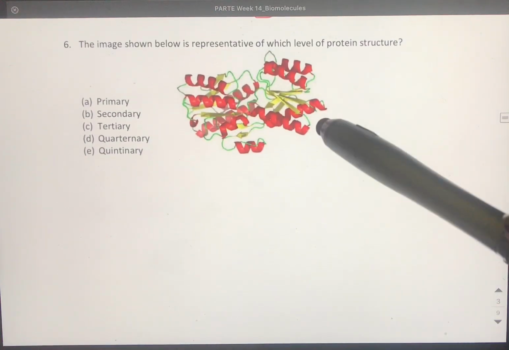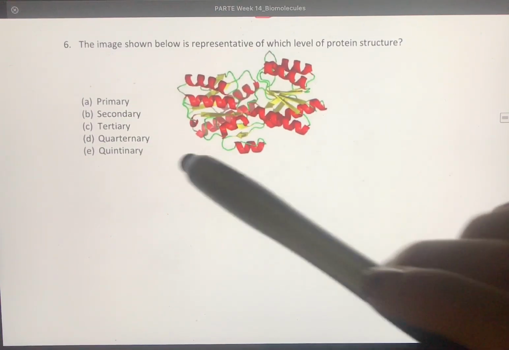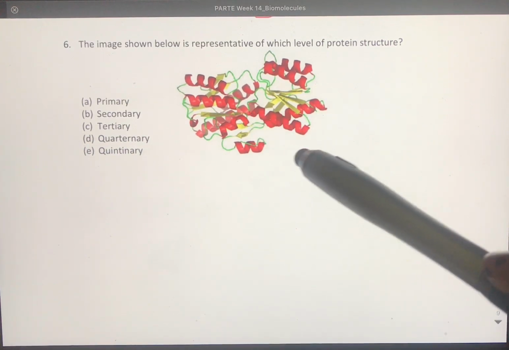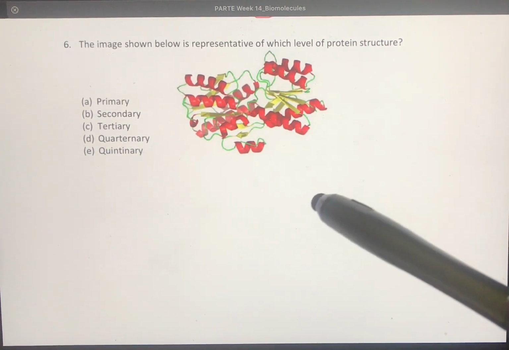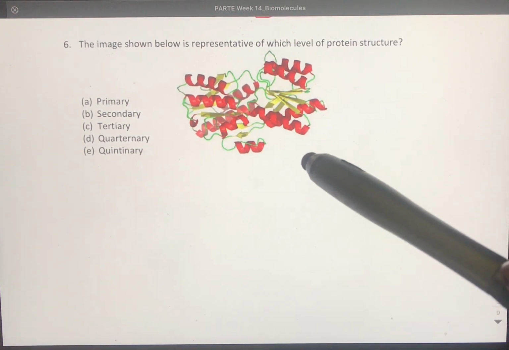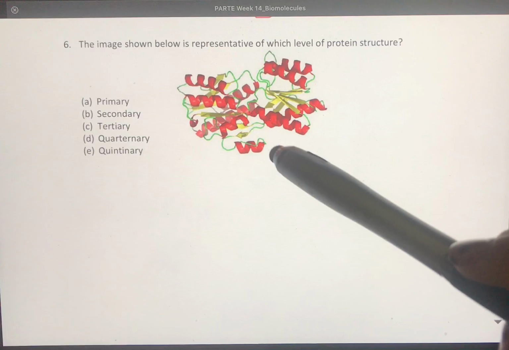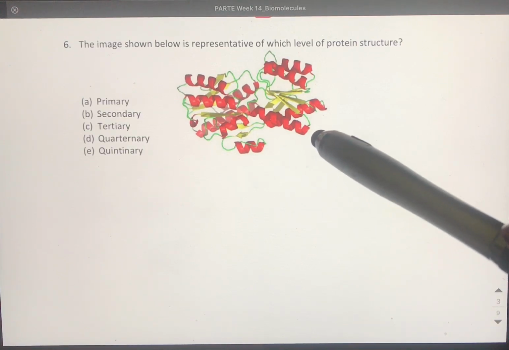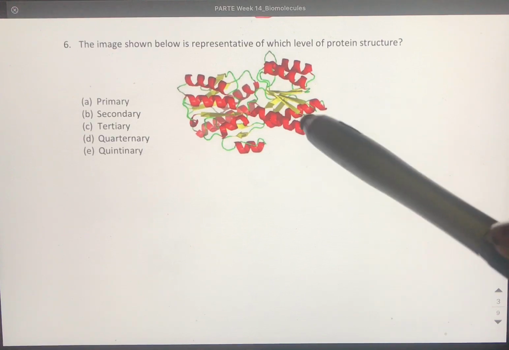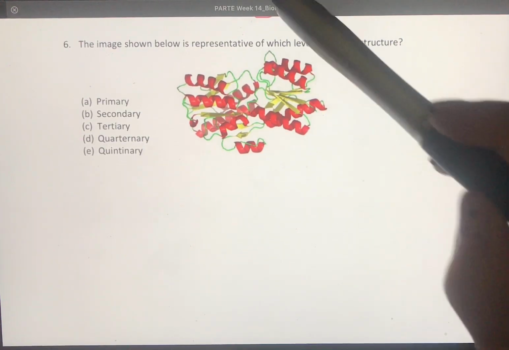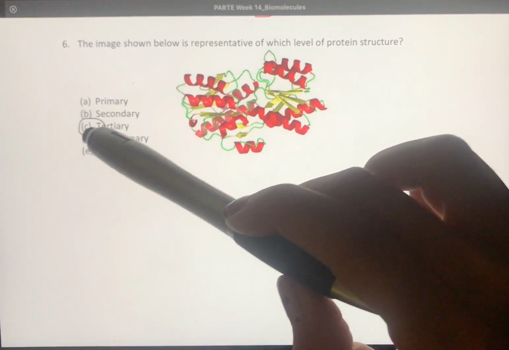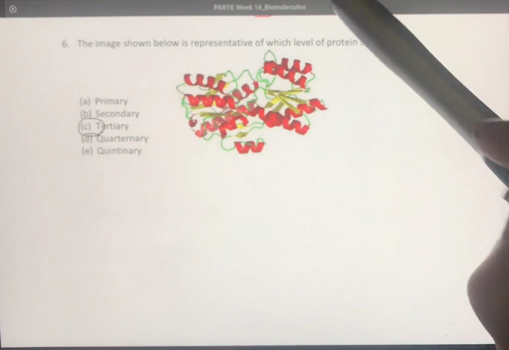But our question is, do we see any evidence of quaternary structure? So that's going to be if you have multiple parts of the protein interacting. And there's nothing here that shows us that the chain stops and becomes a different domain or a different chain of the protein. So we're going to say that this one is going to be tertiary because we don't see any evidence of quaternary structure here.